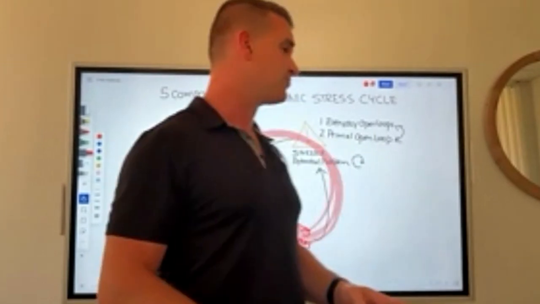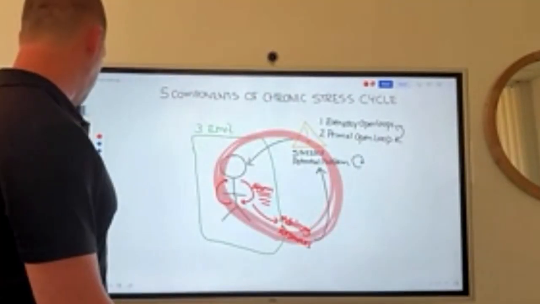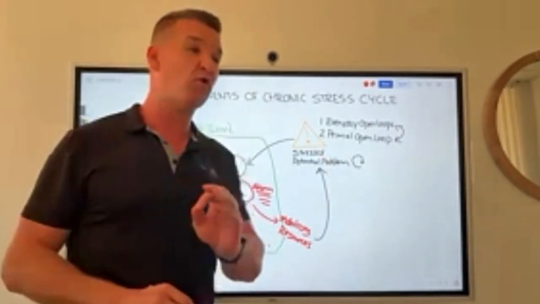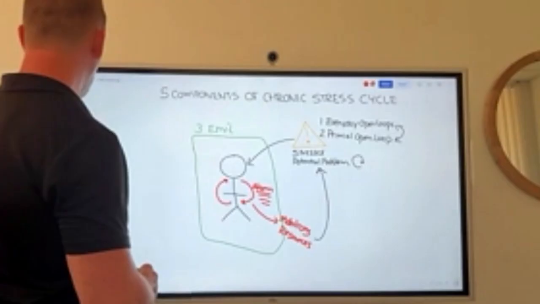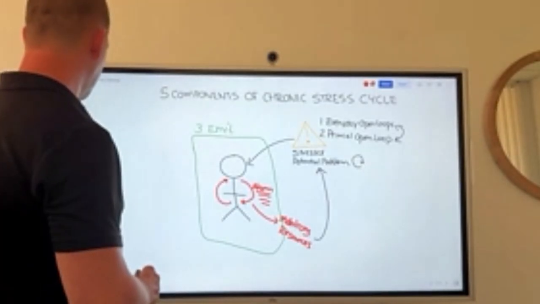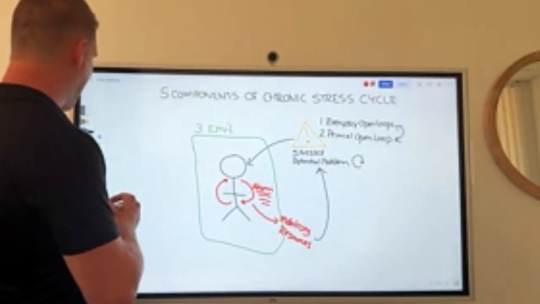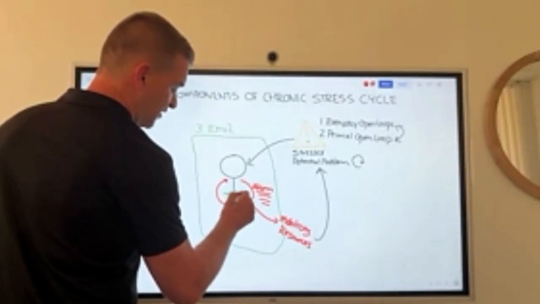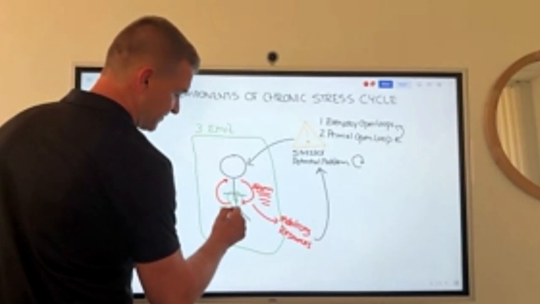Okay, so that's number 3, your environment. Third component of chronic stress. Number four is more the inside to out, I call it, stress. So number 4 is systemic stress.